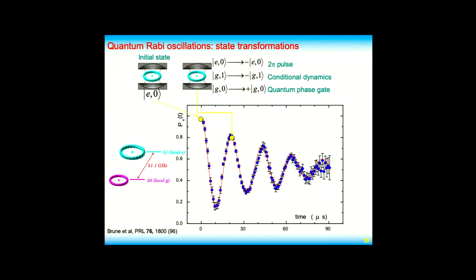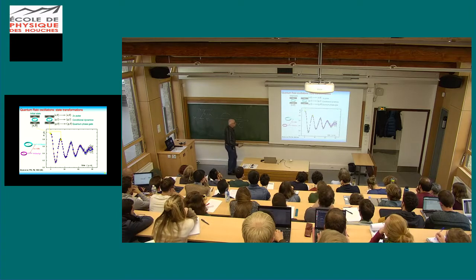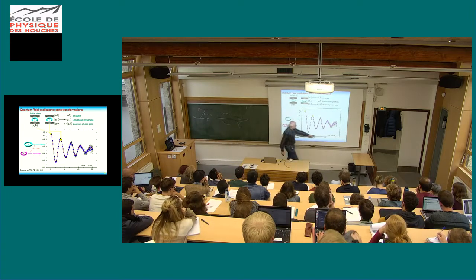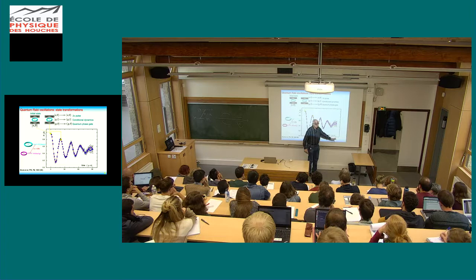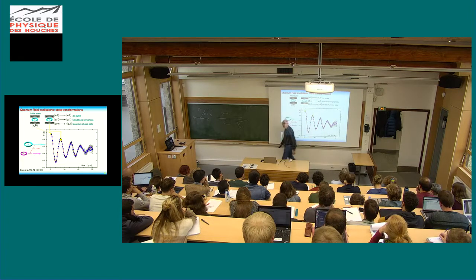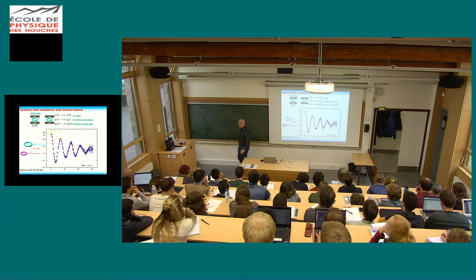Okay, but of course this is 96 and we kept on working. Here we are very much limited. You see that the maximum interaction time we get with the slowest atom in the beam is 90 microseconds. And then we went to the cold atom experiment.